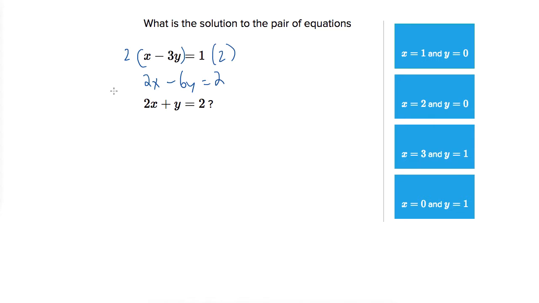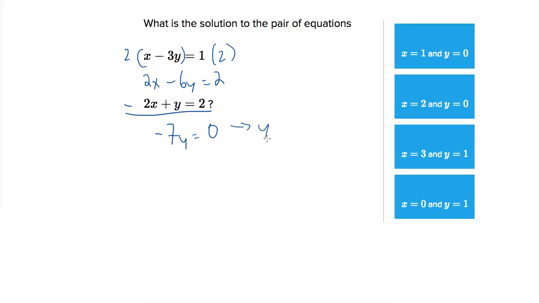Now, this lines up pretty nicely. So if we subtract the second equation from the first one, we're going to end up with just y's, because the two x's will cancel. So we get 0 plus, okay, so we're subtracting y from 6y, so that's negative 7y equals 0. Well, we can see that y then equals 0.